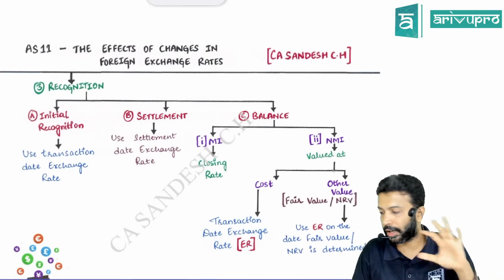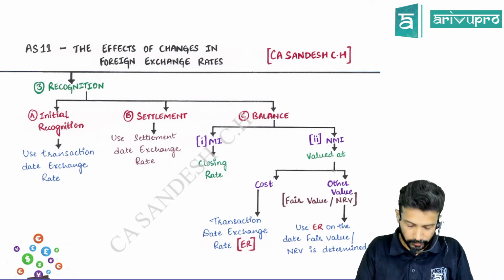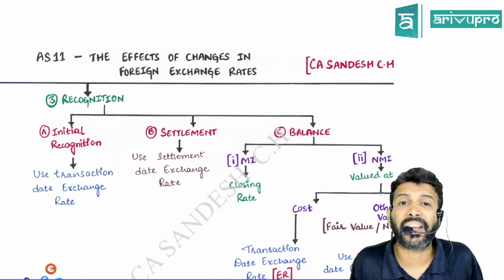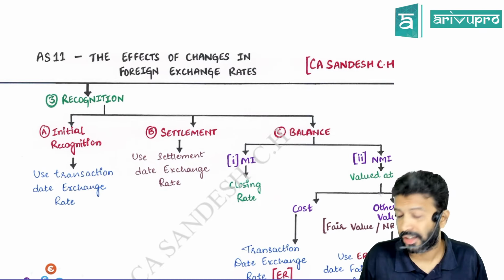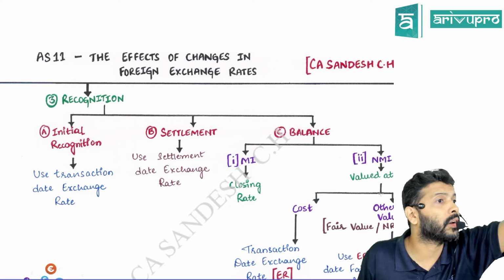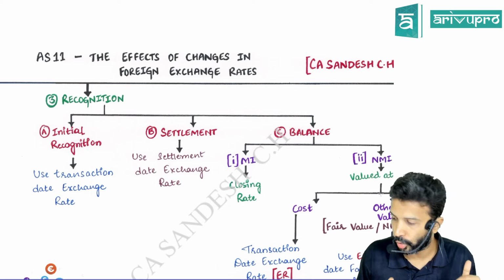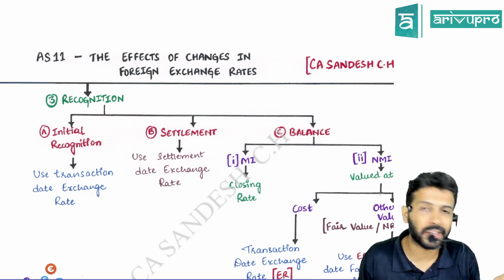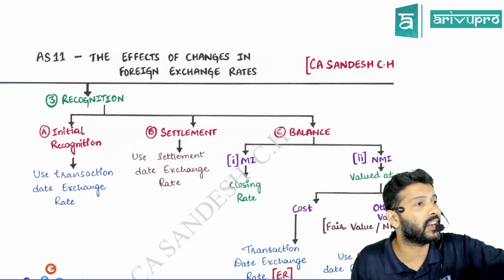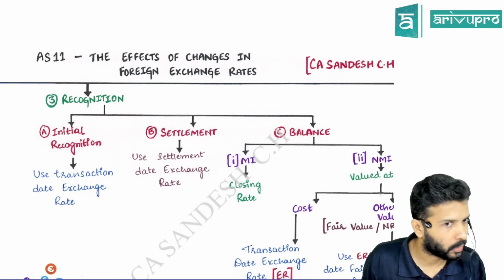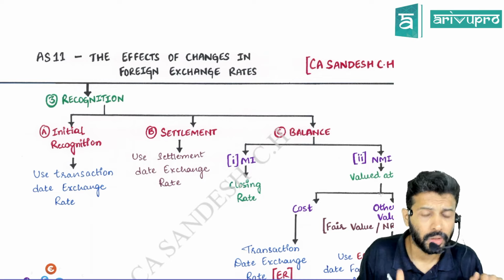Now we'll take up the most important one. If you have done any foreign currency transaction, let's say we have sold goods to a foreign currency debtor. We have sold goods to a particular debtor. That debtor is not there in India. Let's say he is there in Japan. In that case, what we need to do?